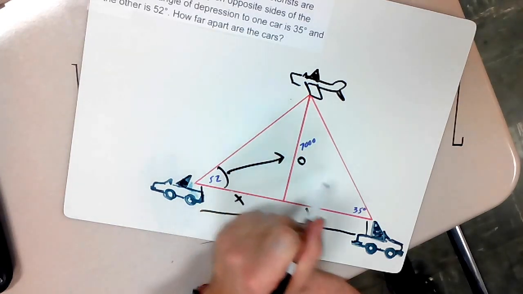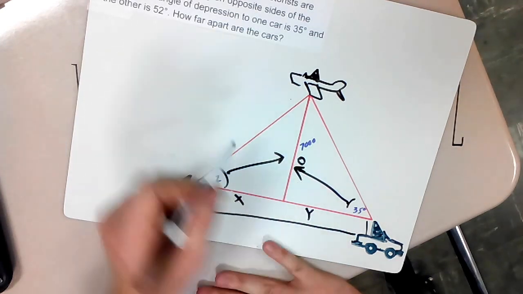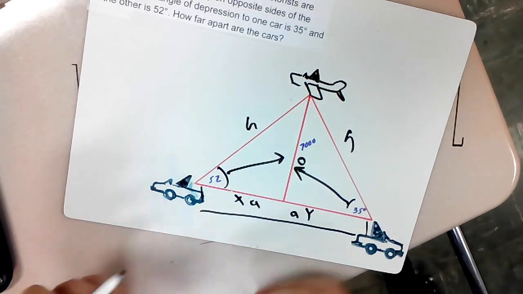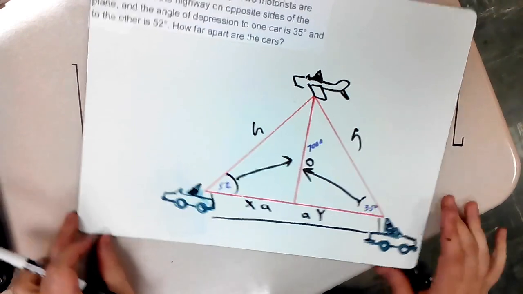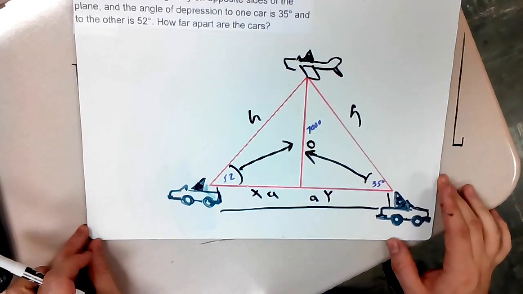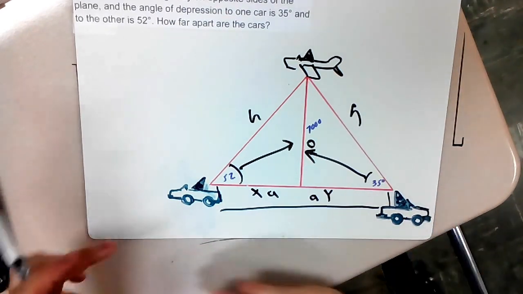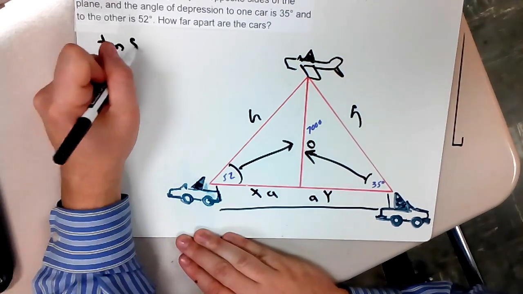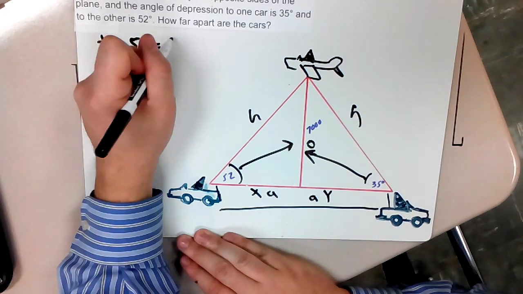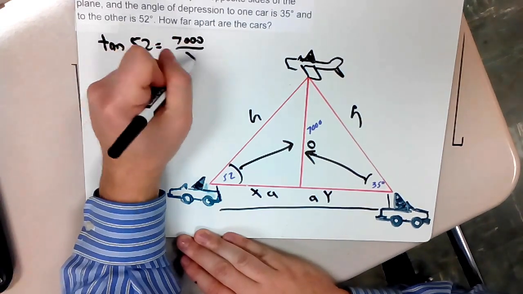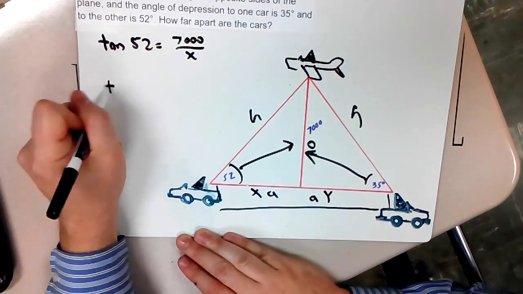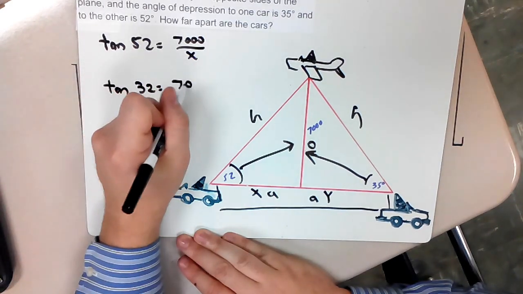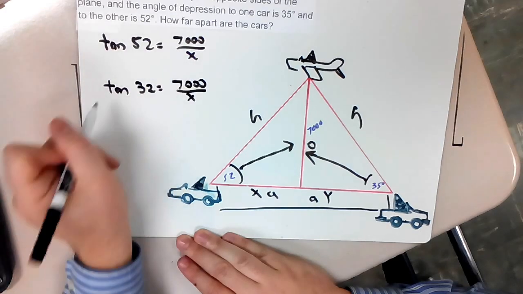So let's label this. This is opposite, this is hypotenuse, and these are the adjacent side. It just works out that these are tangent again. It's pretty often that both these problems turn out to be tangent. Okay, let's set this up. Tangent 52 equals 7,000 over x. Tangent 32 equals 7,000 over x.